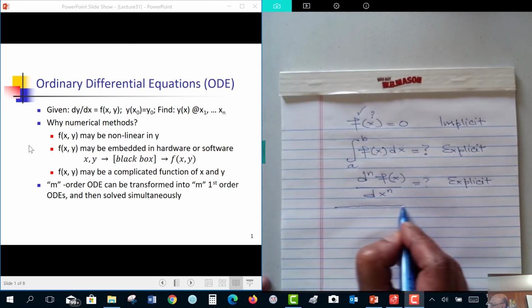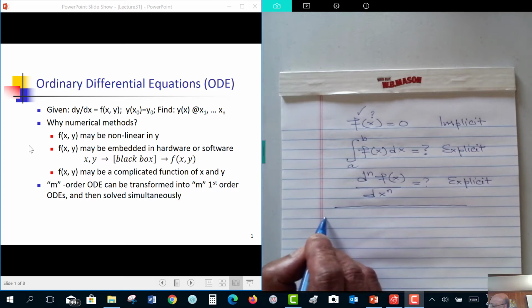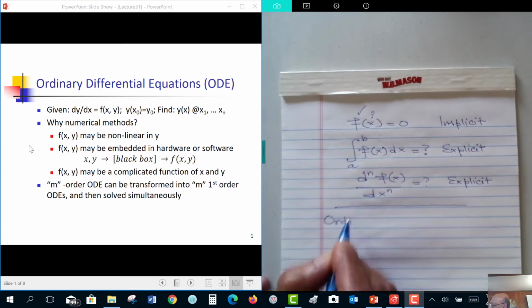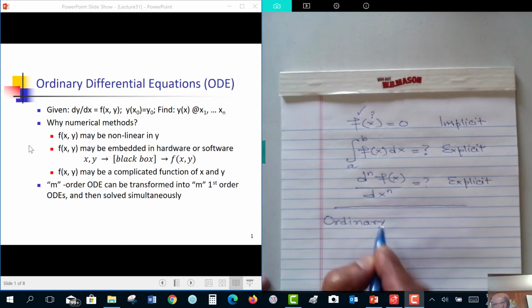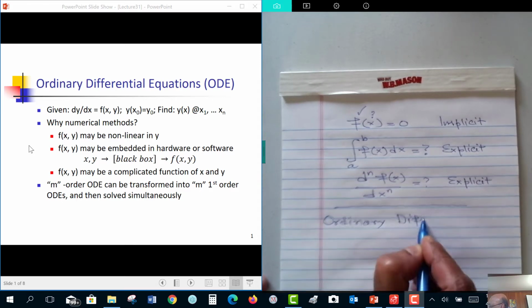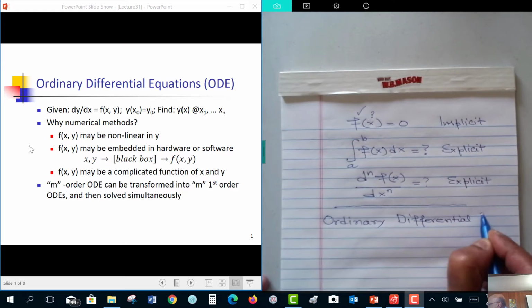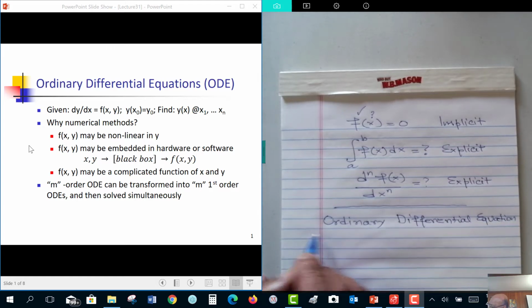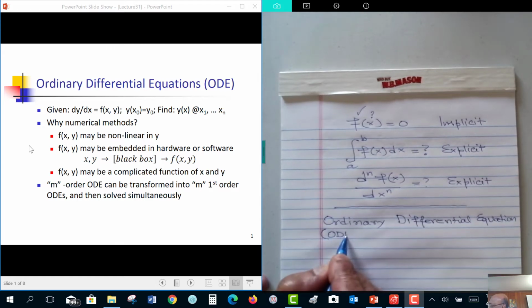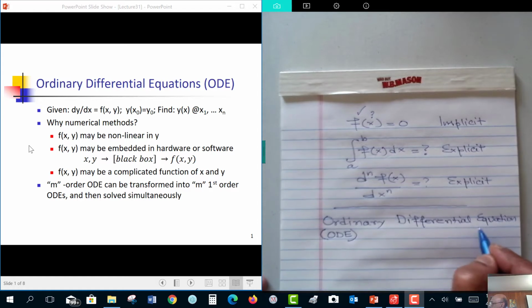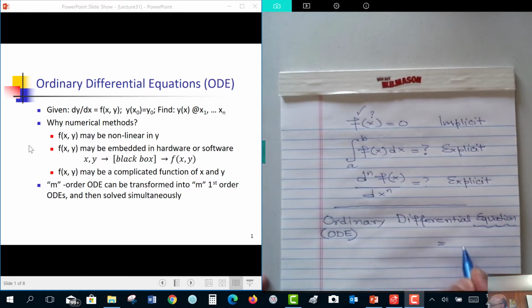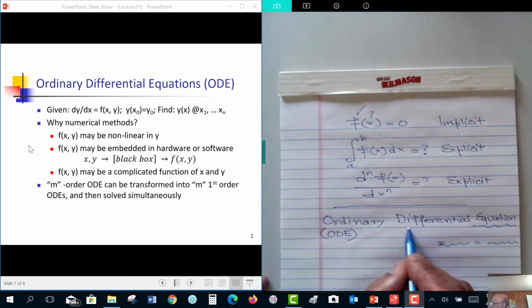So now we are going to learn something about ordinary differential equations. Let's keep it singular for the time being. So we call this ODE for short. So what is an equation? An equation is something is equal to something. Differential means it involves a derivative.